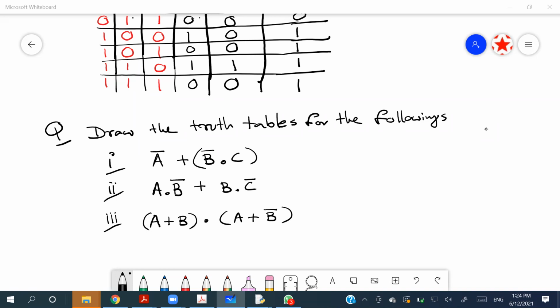Very good. Yes. A dot B bar is correct. Hold on. A dot B bar. Right, C. Yeah. A dot B bar is correct.